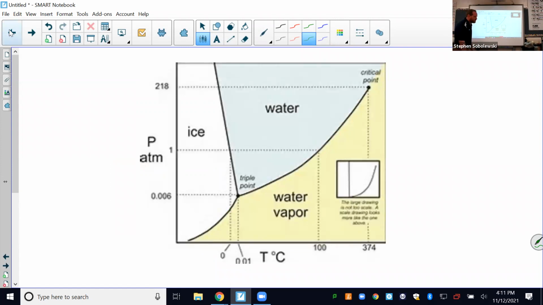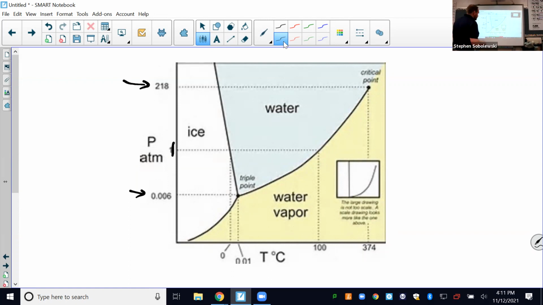Now, I don't know how well that's coming through on your end. Hopefully you can see this, but on the y-axis, we have pressure. Now, please notice the scale, not to scale at all. We have 1 atm of pressure, standard pressure right here, 1 atm. We have 0.006 here, and we have 218 here. So notice, it's not to scale. This is just done for our convenience.